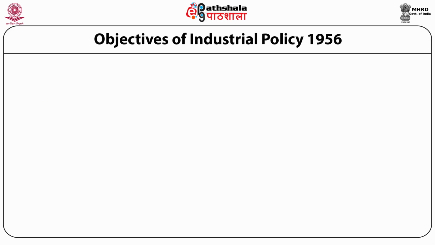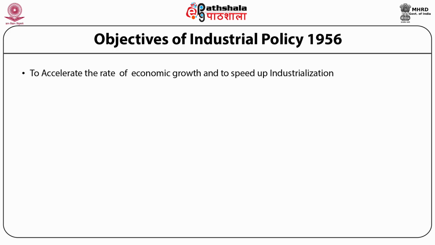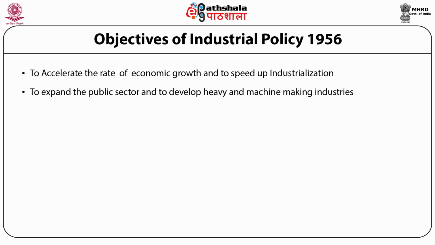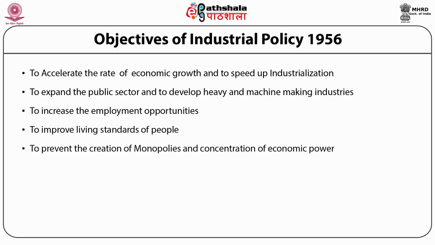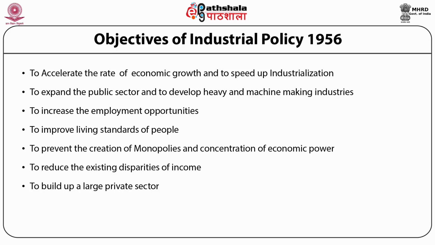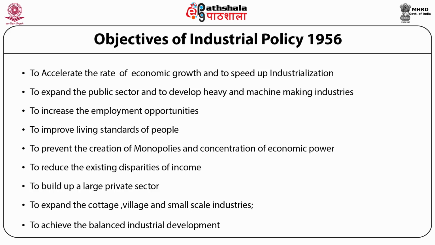The objectives stated under this policy were to accelerate the rate of economic growth and to speed up industrialization, to expand the public sector and develop the heavy machine-making industry, to increase employment opportunities and improve the living standards of people, to prevent the creation of monopolies and concentration of economic power, to reduce the existing disparities of income and wealth, to build up a large and growing private sector, to expand the cottage, village and small-scale industries, and to achieve balanced industrial development.